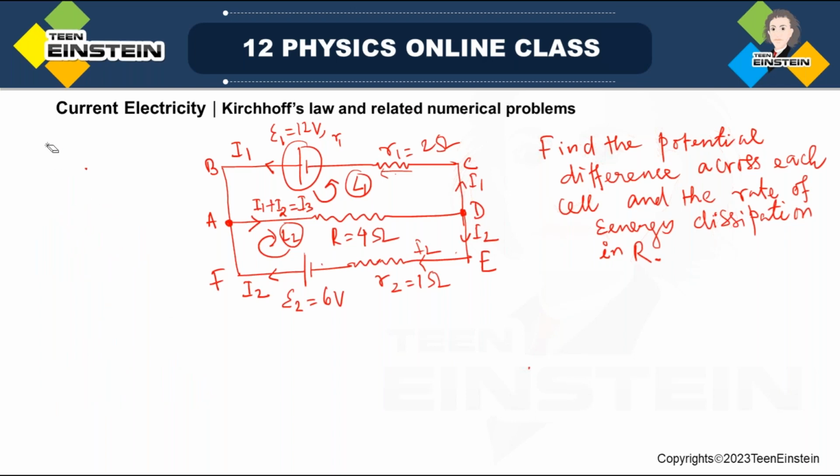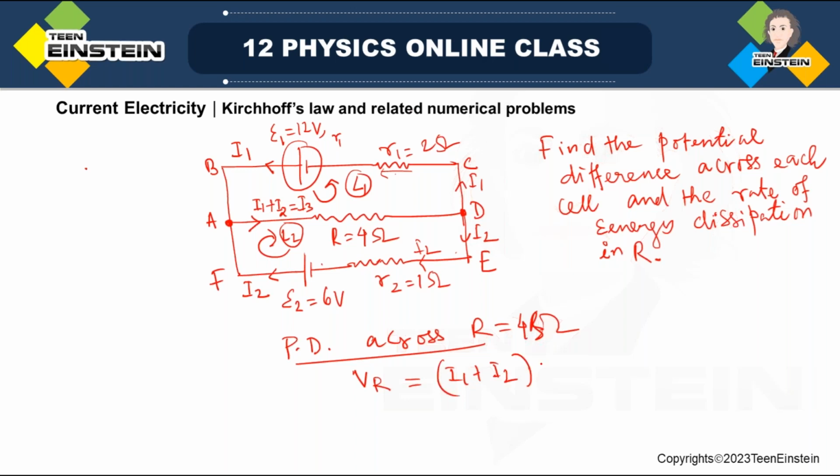Okay, so I have to find out the potential difference across capital R. This we have to find out. R is 4 ohm, it is given. So what is the total current in that? This will be V of R is equal to I1 plus I2 into 4. So I1 is how much?